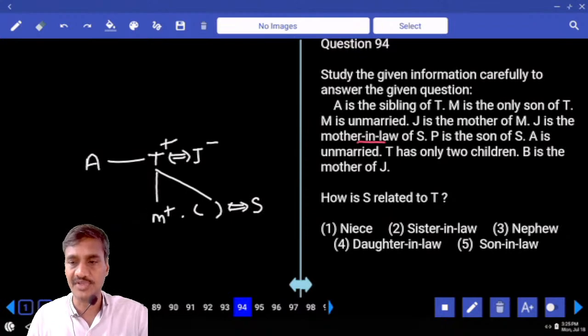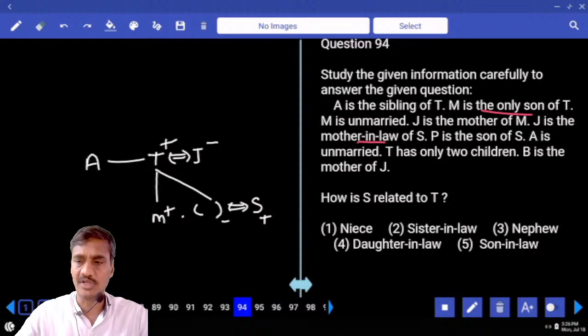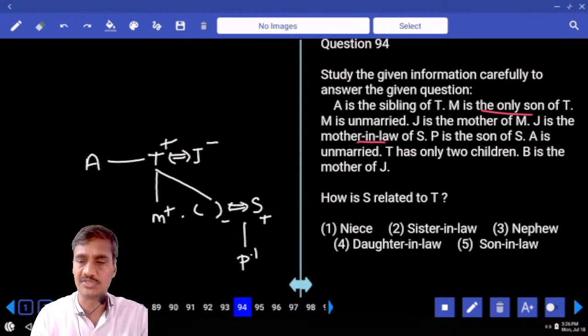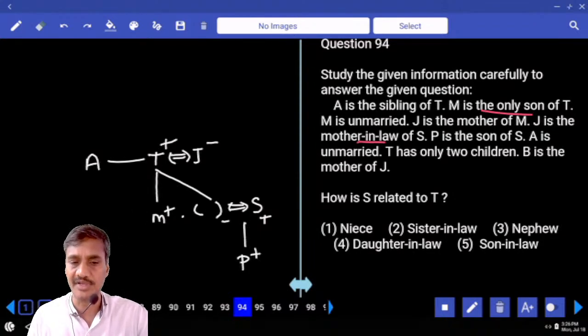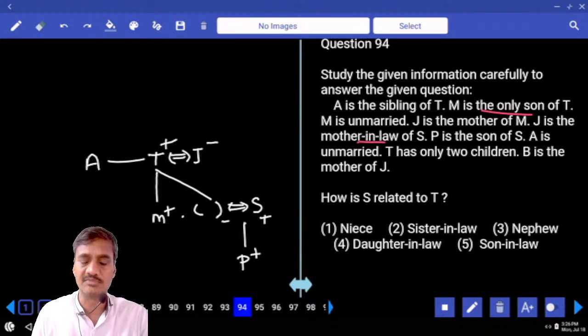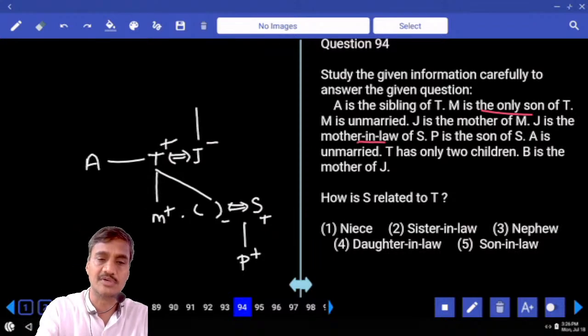A is the sibling of T, and M is the only son of T. And this person must be the daughter. If this person is the daughter, this person is the son-in-law, because there is only one son. M is unmarried. J is the mother of M, and J is the mother-in-law of S. And P is the son of S. P is the son of these 2 persons. And A is unmarried. And next one, T has only 2 children. B is the mother of J. Now this B is the mother of J. B will be here.